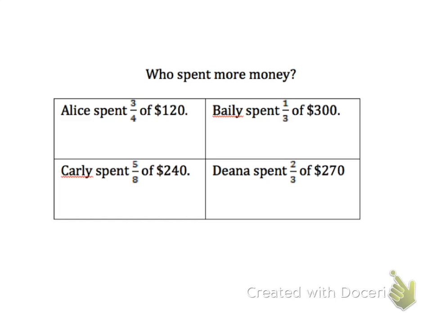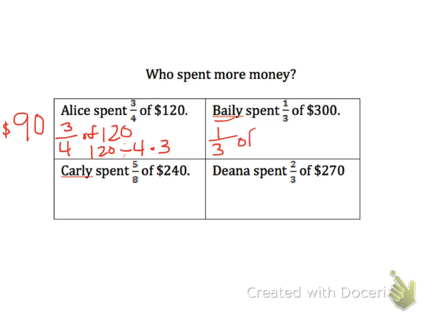Okay, hopefully for this first one with Alice, you did 120 divided by 4 times 3. 120 divided by 4 is 30. 30 times 3 is $90. For Bailey over here, she did 1/3 of 300. So to solve this, you do 300 divided by 3 times 1, and that equals $100.